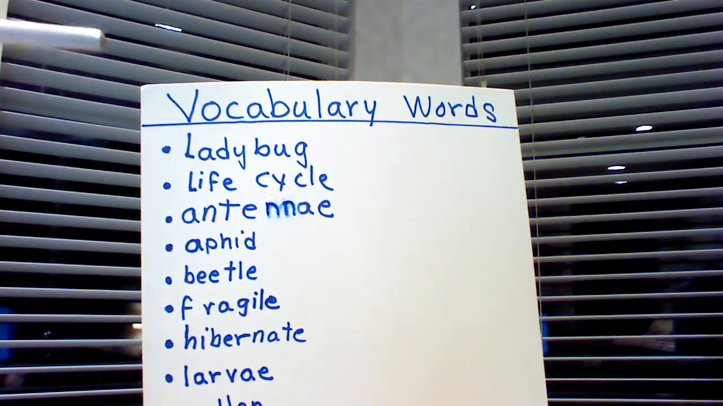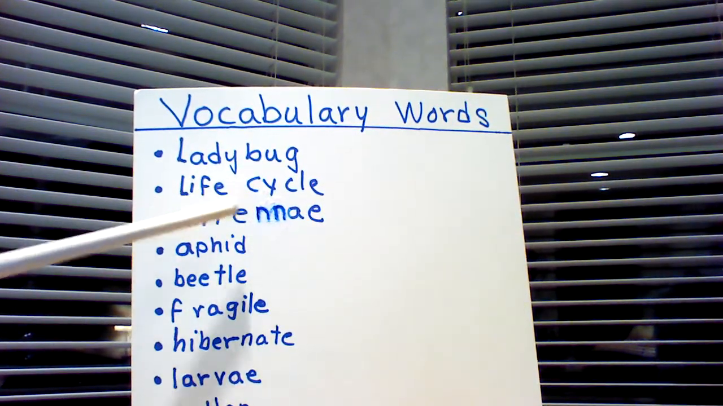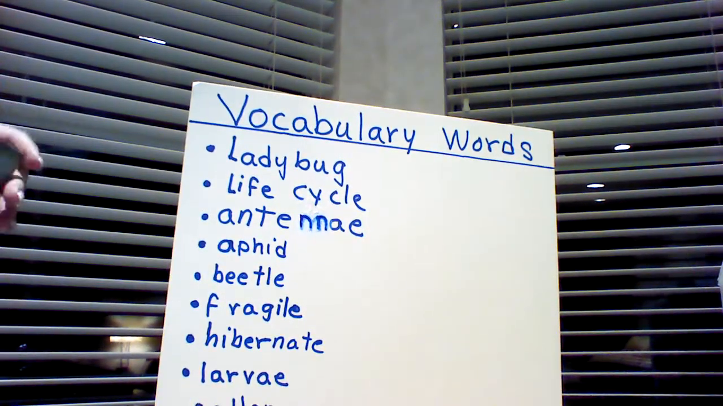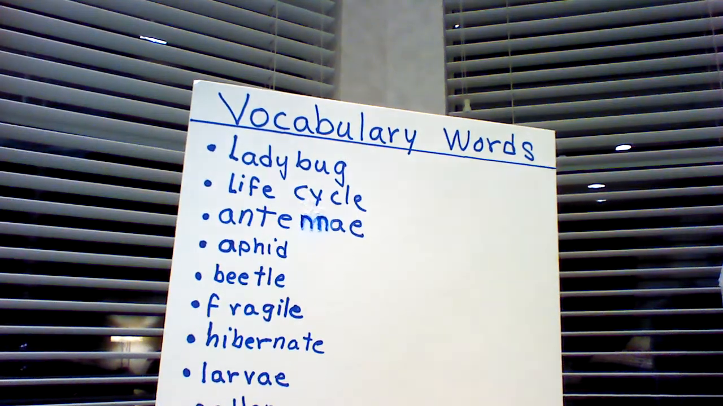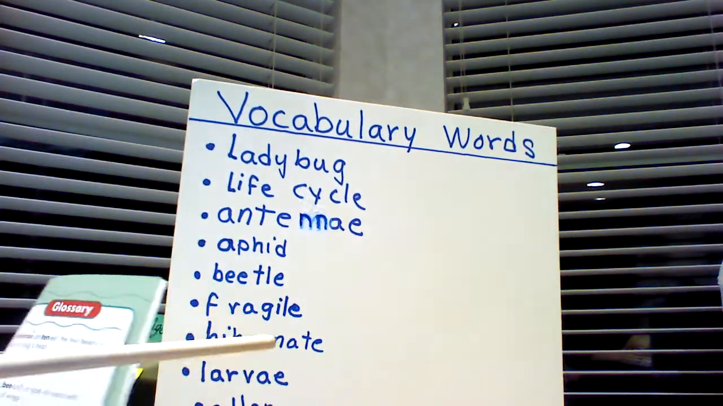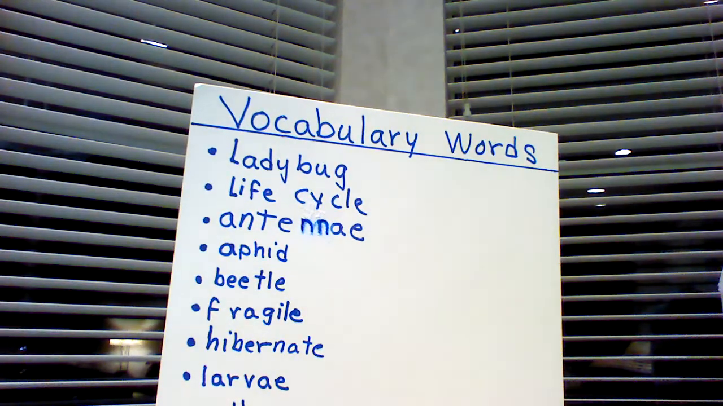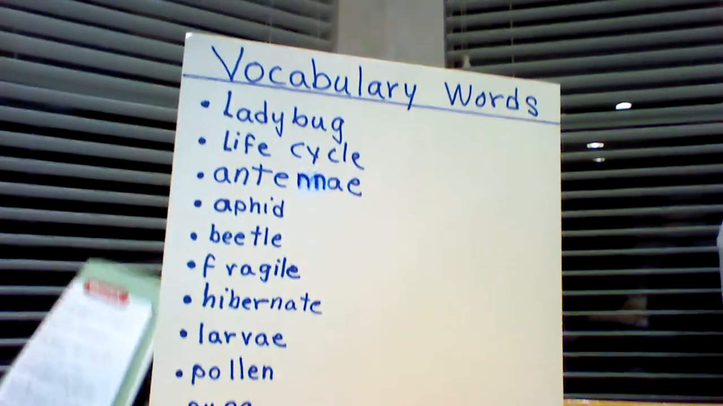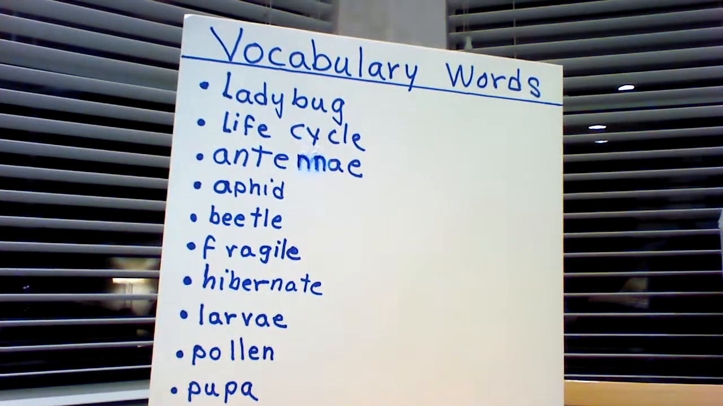And these are ladybug, life cycle, antennae, aphid, beetle, fragile, hibernate, larvae, pollen, and pupa. Those are the words that we're going to see in this book. Do you see the one that is in the pattern? It is pupa.